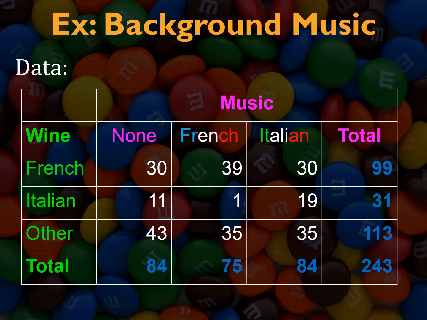Here are the data. You see on the top the different types of music, the three treatments: no music, French music, and Italian music. And on the rows, you see the number of bottles of wine that were purchased for each type of music. In the very end, you see how many bottles of wine of each type were purchased. And on the bottom, you see how many bottles of wine were purchased for each of the three types of music.